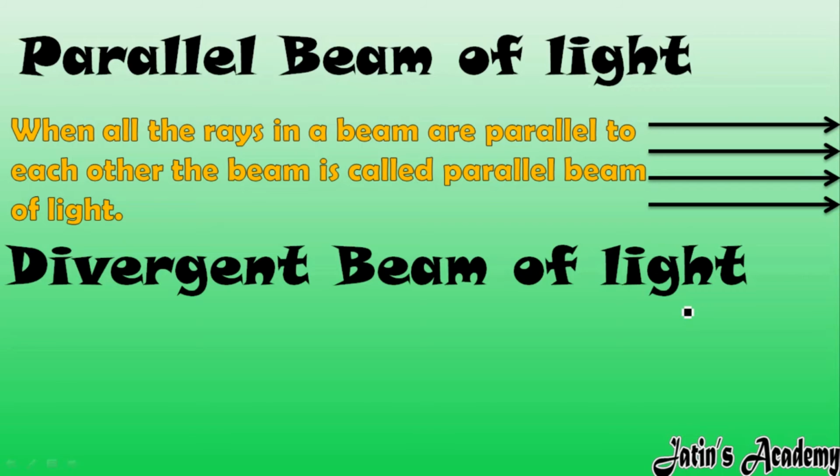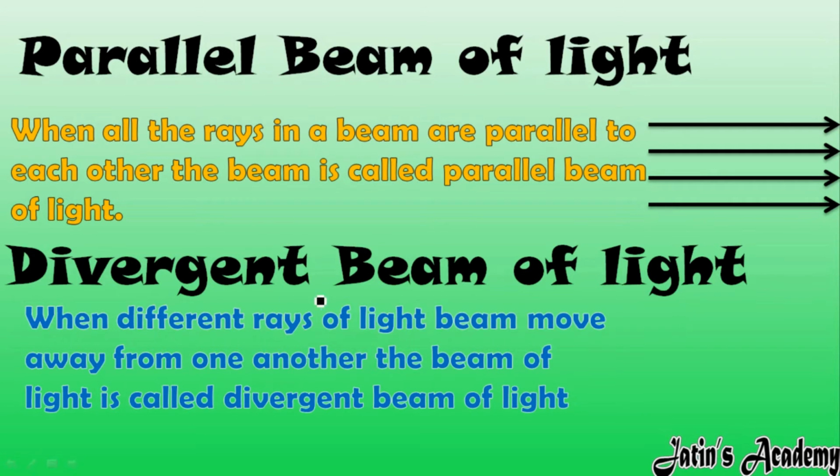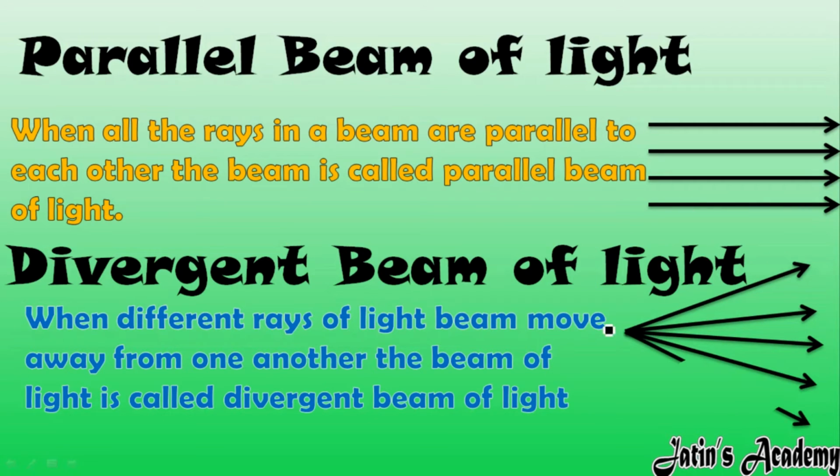In a similar manner, we are having divergent beam of light. Divergent means to go away from each other or to spread into all directions. So what is the definition? When the different rays of the light beam move away from each other from the one source. For example, here we are having one source of light, and from the one source of light, light radiations are moving away from each other or scattering in all directions. That is known as divergent beam of light.